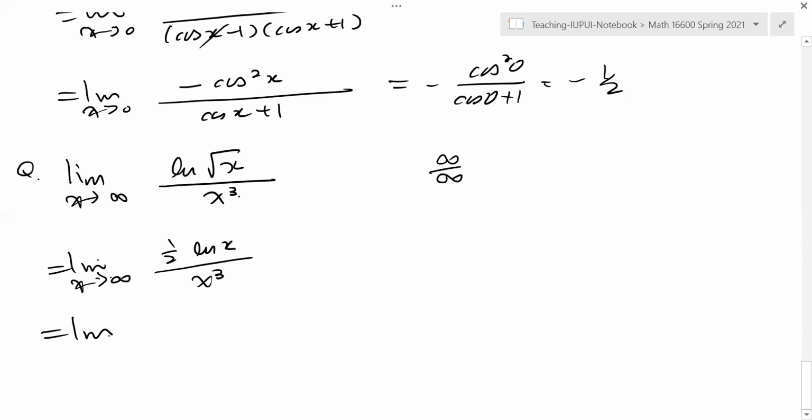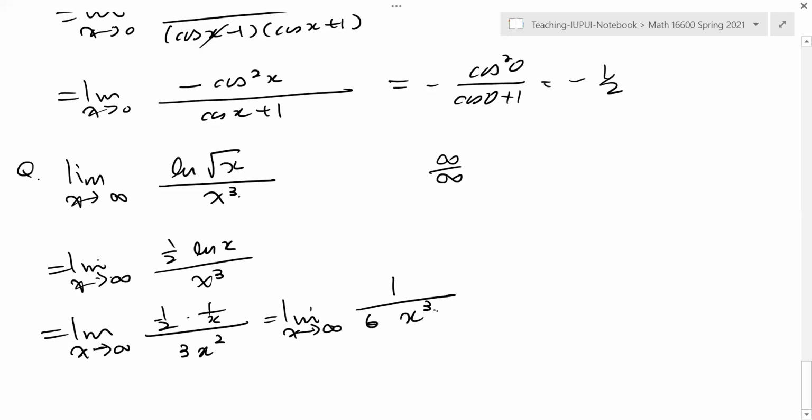So let's differentiate the numerator and denominator. The numerator is 1 over x, the denominator is 3x squared. Then you have to simplify before you continue to differentiate. It's going to be 1 over 6x cubed, right? x times x squared is x cubed. Now you cannot apply L'Hopital's rule here, because the numerator is constant and the denominator approaches infinity. It's constant over infinity, not infinity over infinity. But clearly this must be 0, because the denominator is getting larger and larger and the numerator is constant. It's obvious.